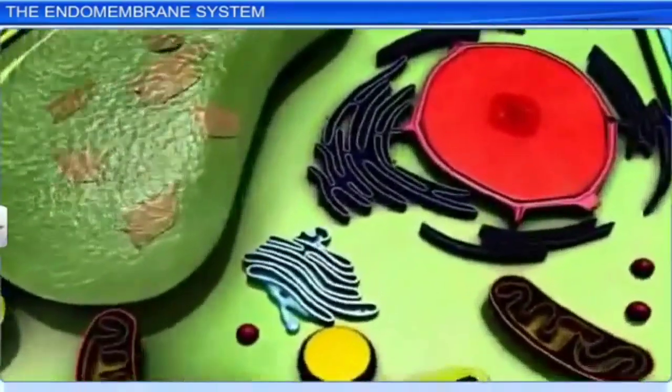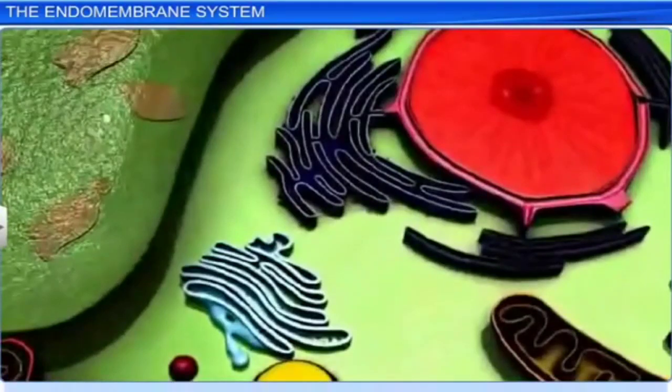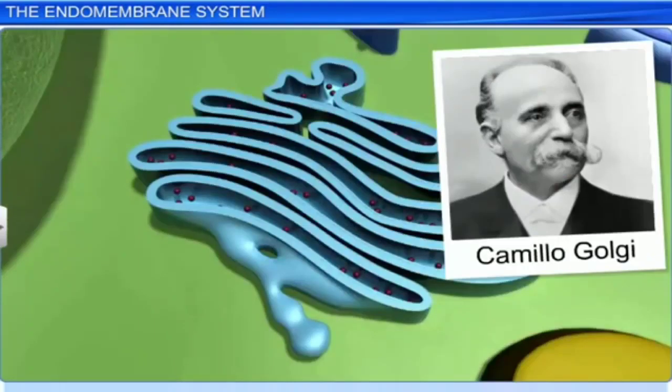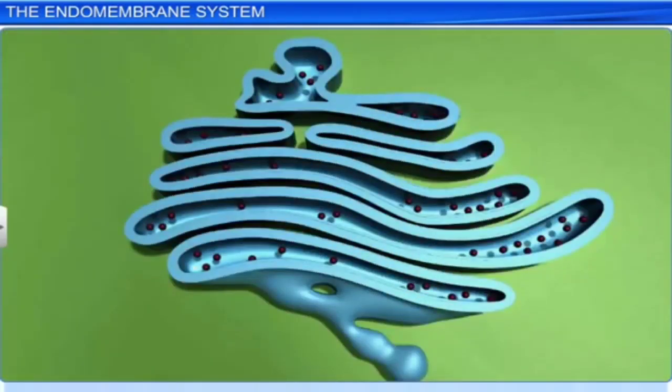Apart from the endoplasmic reticulum, the endomembrane system also consists of the Golgi apparatus. Named after Camillo Golgi, it consists of a series of flat, disc-shaped sacs, or cisternae, stacked one above the other. Each cisterna measures 0.5 to 1 micron in diameter, and their number may vary in each Golgi apparatus.